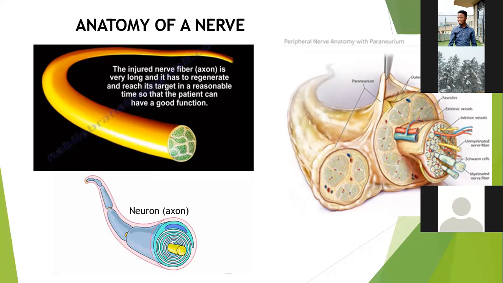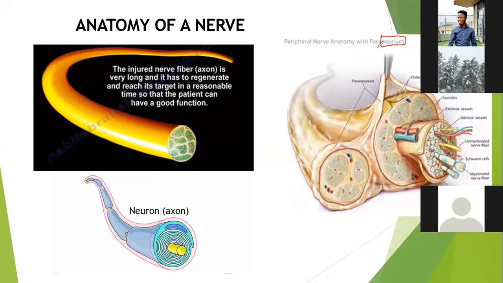So anything related to connective tissue holding the nerves together is referred to as the neurium. So this part, this name, neurium. Are you able to see that? Yes, Prof. Yes. Okay.